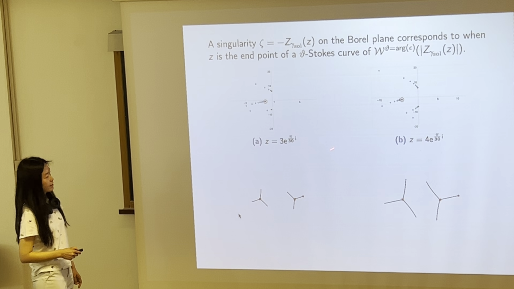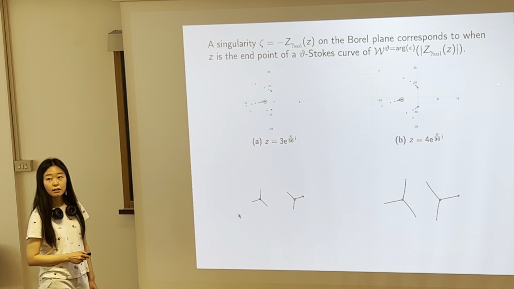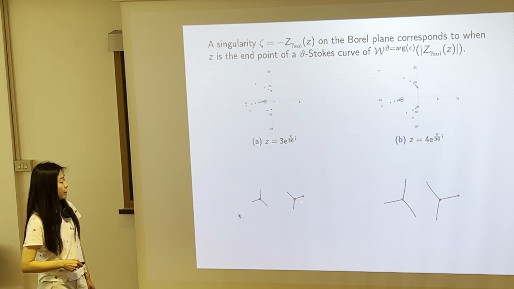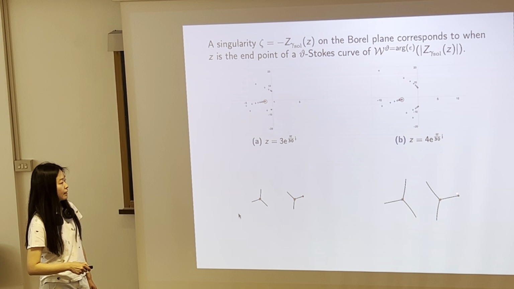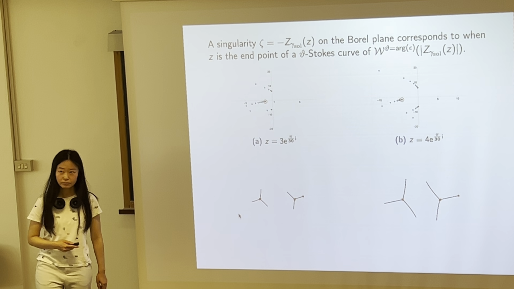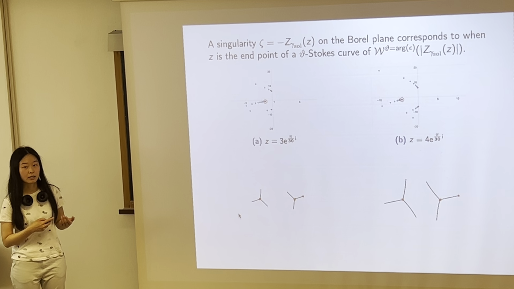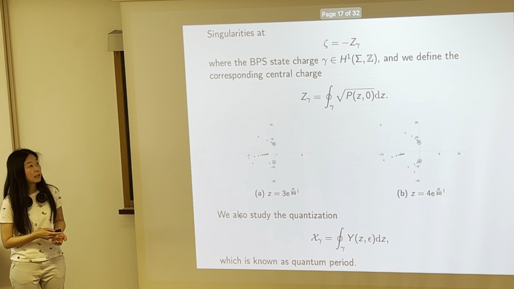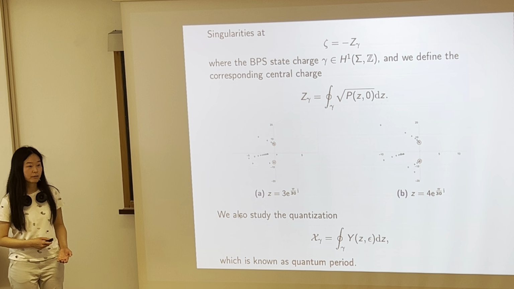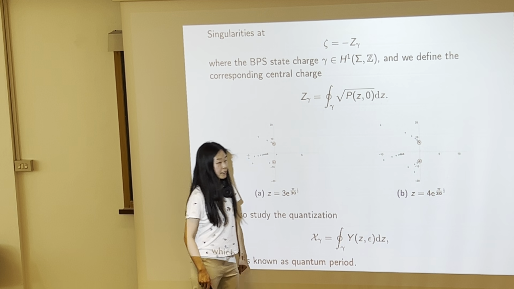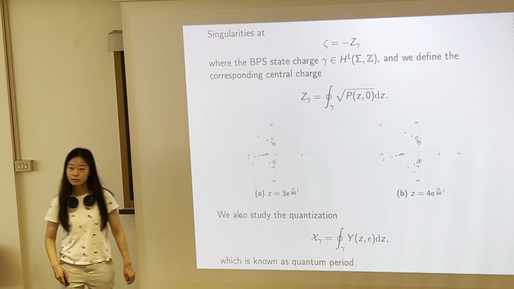And here is the check for the Weber equation for these two different values of Z. And for each of them, we see that these Stokes curves exactly end at this red dot. So this is a check of the singularity at the soliton central charge. Now I'm going to talk about the other type of singularities, corresponding to those not moving on the imaginary axis in this example. Sorry. Yes.